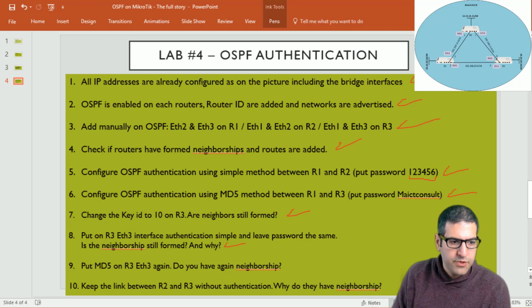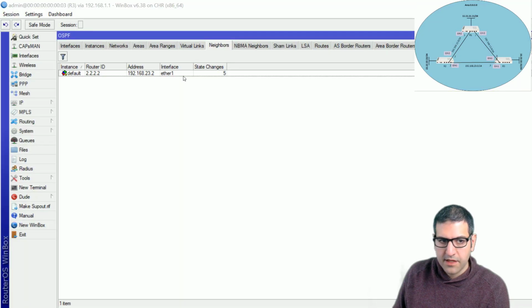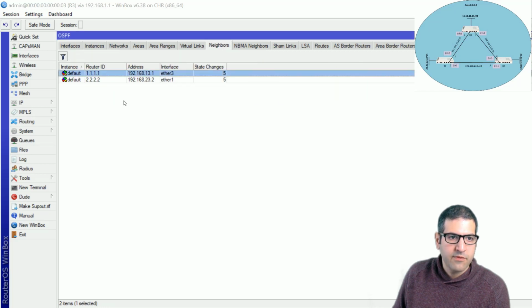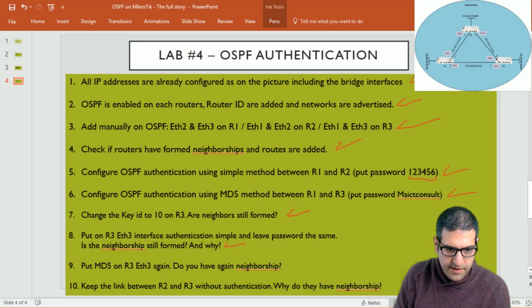Point number 9, put MD5 on router 3 again. Do you have neighborship? So let me go to router 3 again, Ethernet 3, and then we move it to MD5 as it was. And say OK, and we look here, directly we have neighborship with router 1, because router 1 is still MD5. Okay, yes, we do have neighborship again.